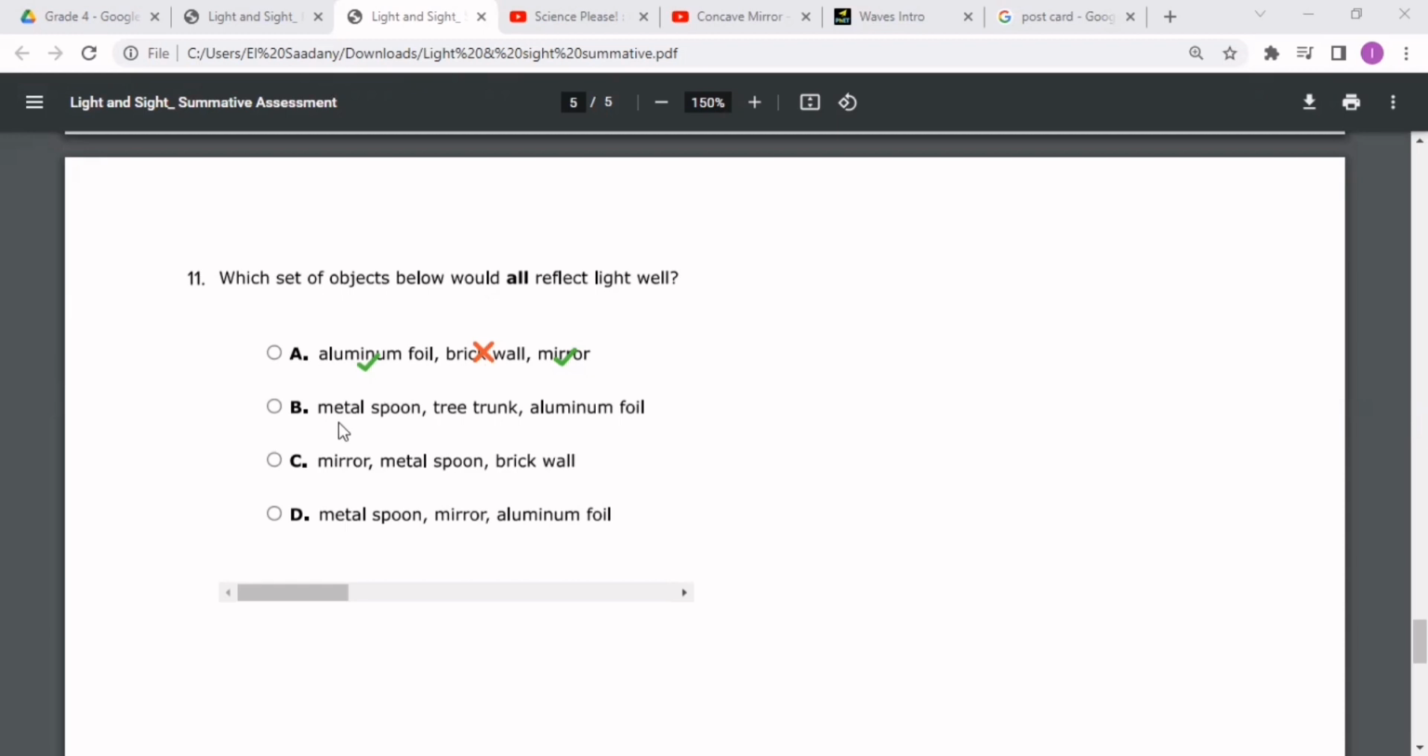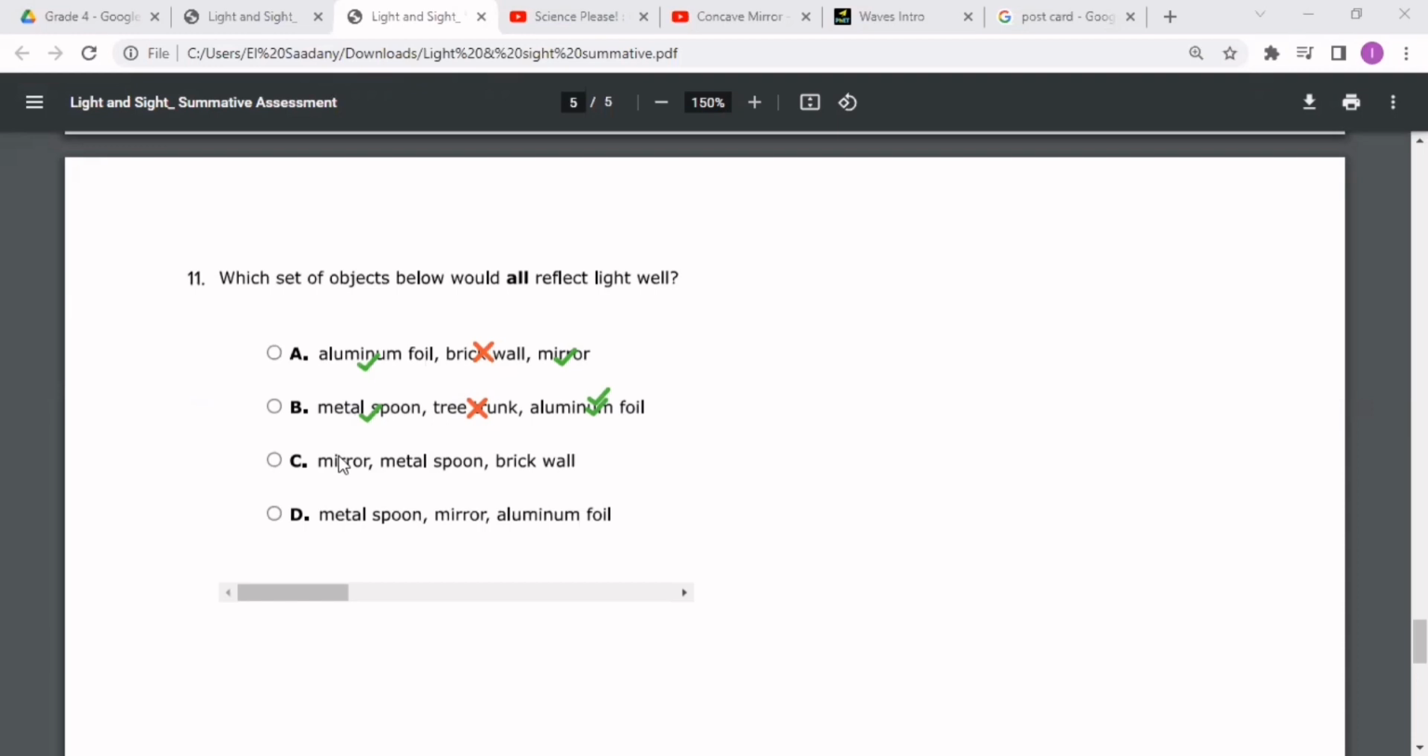Let's see the next one. B, we have a metal spoon, a smooth and shiny surface that can reflect the light. We have a tree trunk. It's very rough. It cannot reflect the light properly, so no. And then we have aluminium foil, and we said aluminium foil is a shiny surface that can reflect the light. So B is not the correct answer because the tree trunk cannot reflect the light.